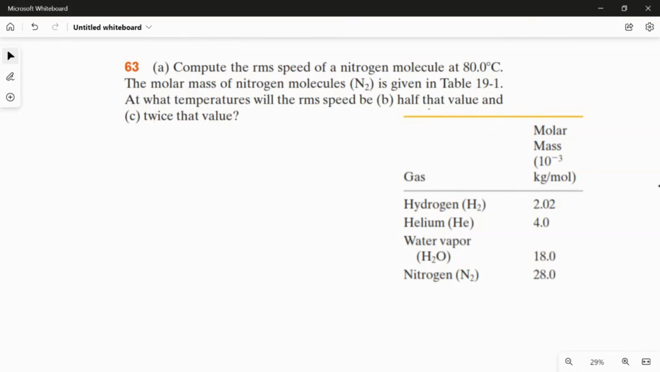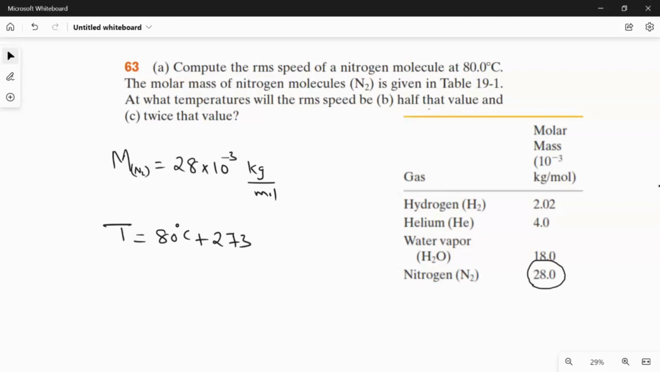So here I'm going to calculate the RMS speed of the nitrogen molecule, and the molar mass is given here, which takes the value of 28 multiplied by 10 power minus 3 kilogram per mole. The temperature is mentioned here as 80 degrees Celsius, so we have to convert this into Kelvin. We add 273, and we got the answer as 353 Kelvin.